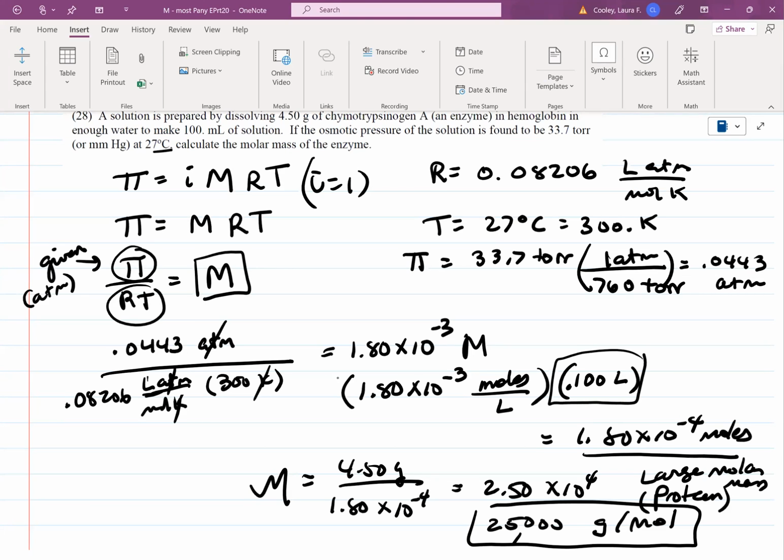What was confusing? Basically what I was thinking is that if I were to do this without any help, I would immediately put 1.80 times 10 to the -3 as the answer, but that's molarity and I need molar mass, so I'd figure that out. Okay, yeah, I get that. All right.